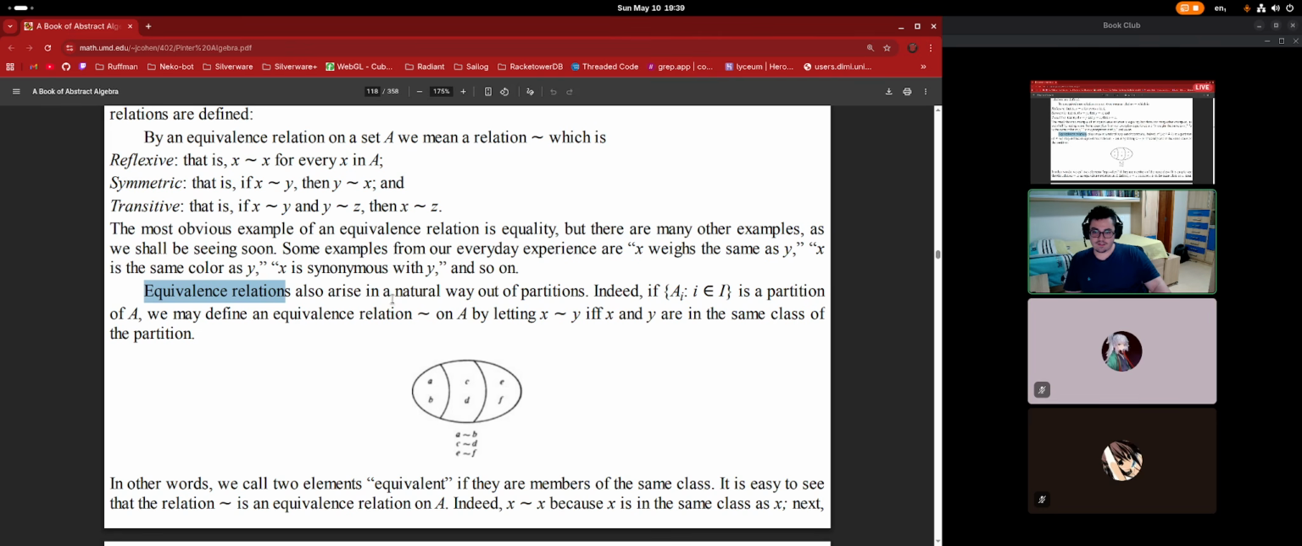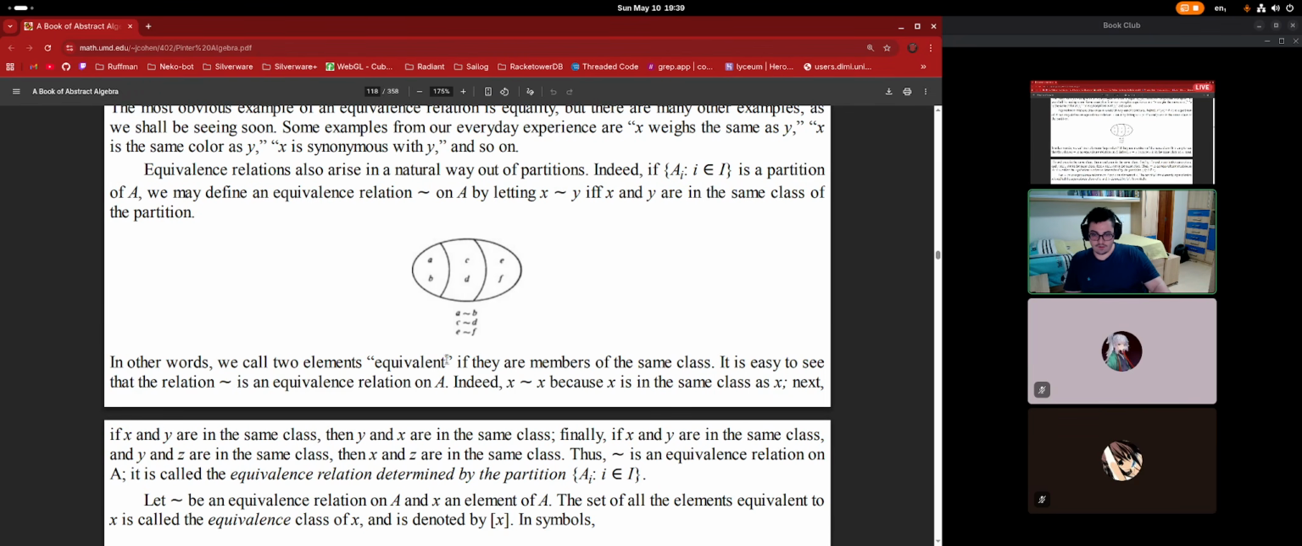Equivalence relations also arise in a natural way out of partitions. We call two elements equivalent if they are members of the same class. It is easy to see that this relation tilde is an equivalence relation on A. Indeed, x is equivalent to x because x is in the same class as x. If x and y are in the same class, then the opposite is also true. And finally, the transitivity also holds. Thus, tilde is an equivalence relation on A and is called the equivalence relation determined by the partition.